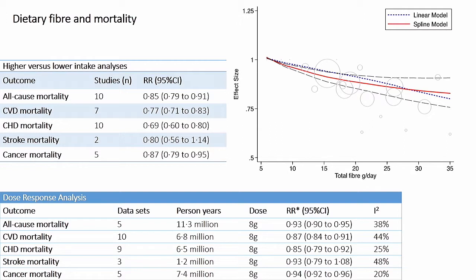And as an absolute risk value, that translates to around 13 deaths per 1,000 participants for the course or duration of the studies that we followed. And that varies between 8 and 18 fewer deaths.